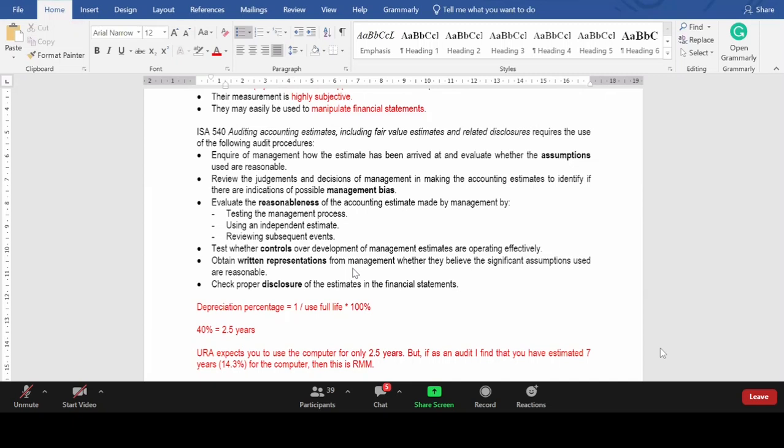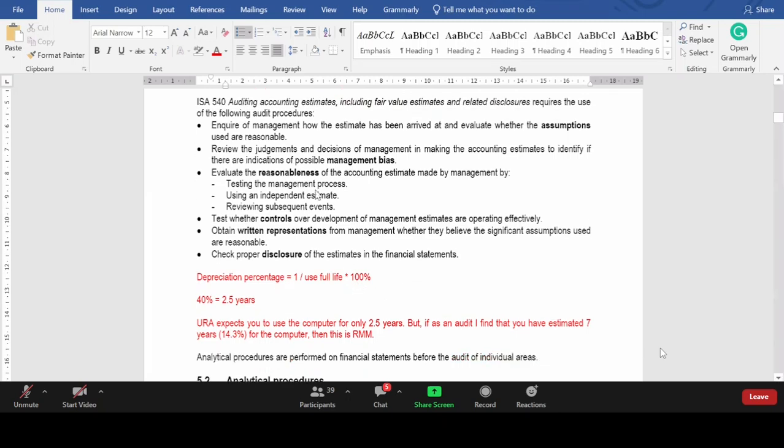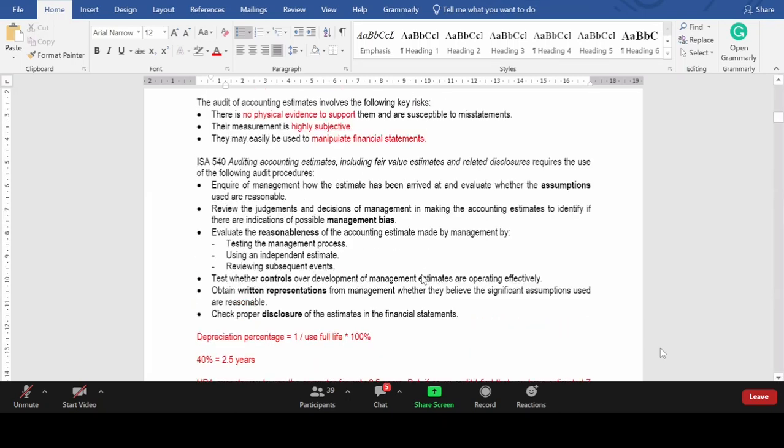You must check whether the proper disclosure has been put. They must explain how they arrived at those figures in the notes. So that's how you audit accounting estimates.